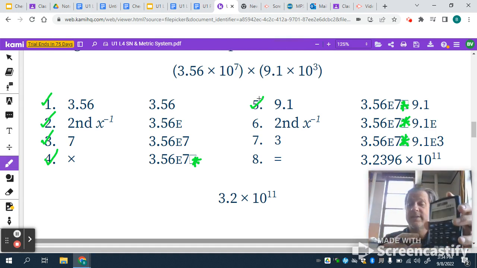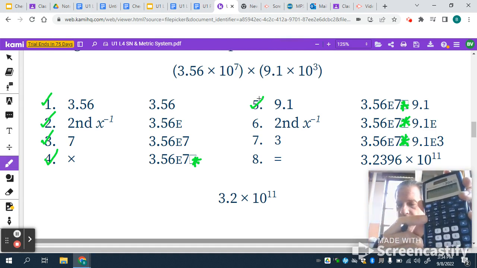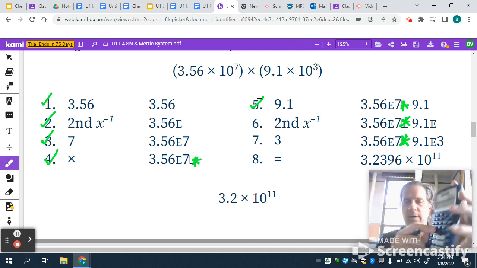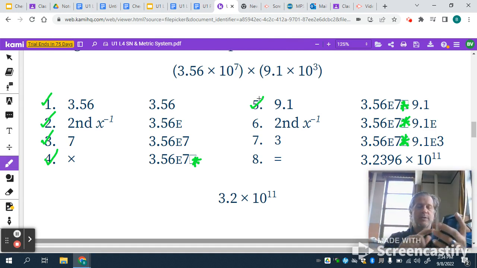I'm then going to hit that second key. So here's that second key again, and the x to the minus 1, which is this key right here. So I'm going to do that, second, x to the minus 1.